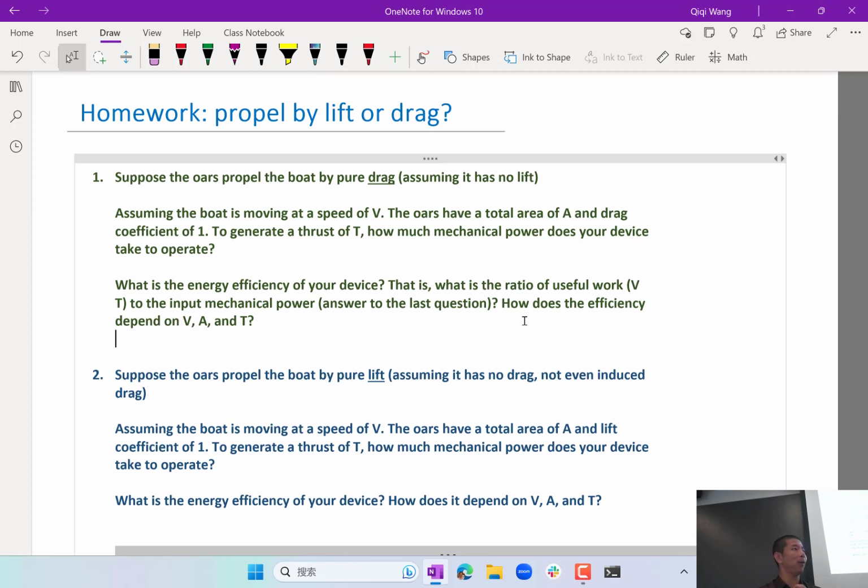And by doing the homework, I hope you start to understand why we use the lift a lot more than drag, especially in applications where efficiency is important, like energy efficiency. All right, any questions on that?